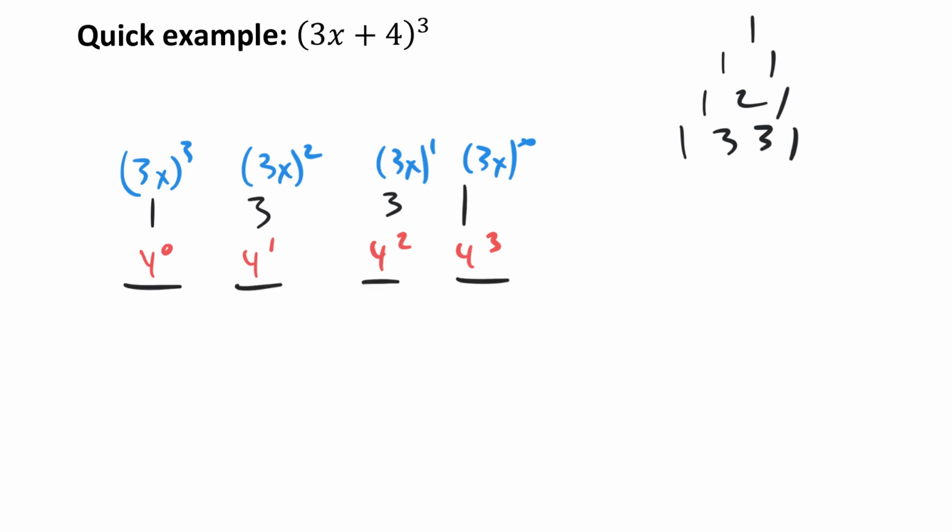And then we're going to get each term. So the first one will be 27x to the 3 plus 108x to the 2 plus 144x plus 64.